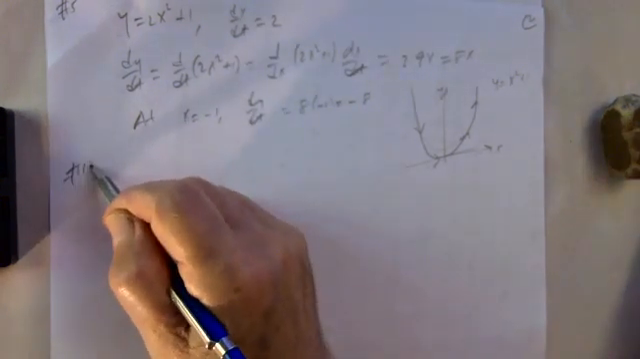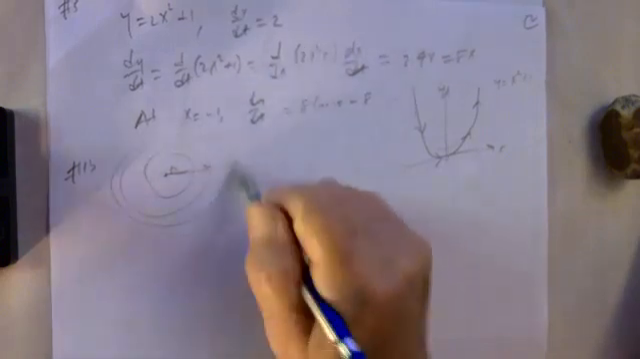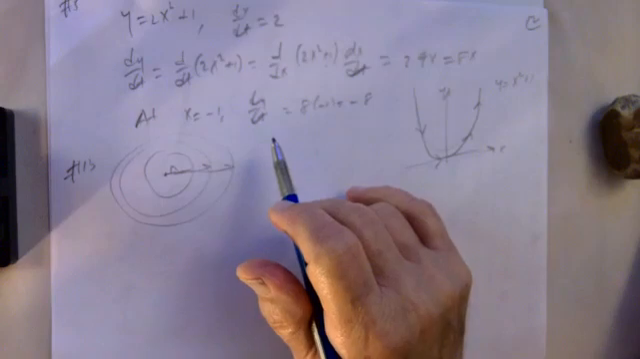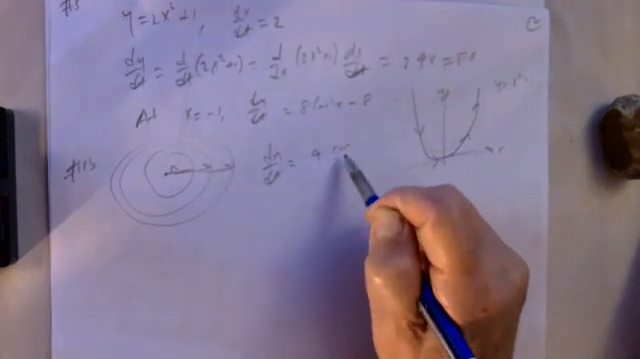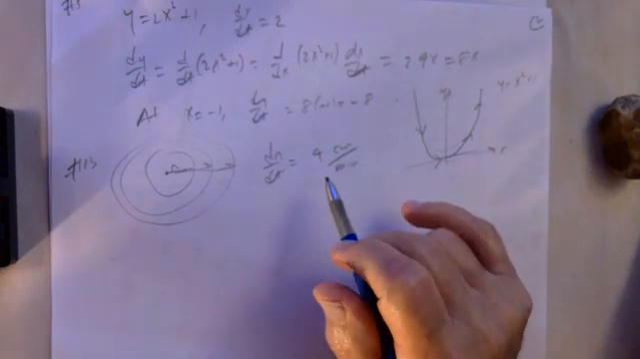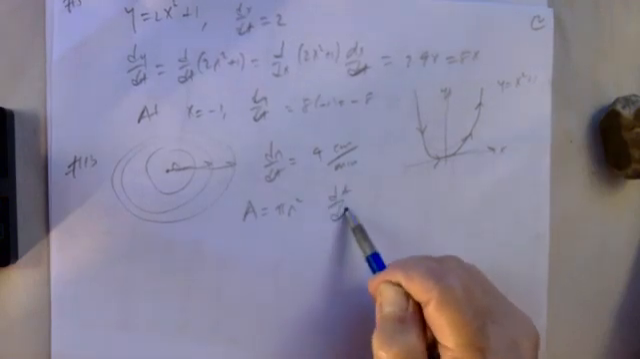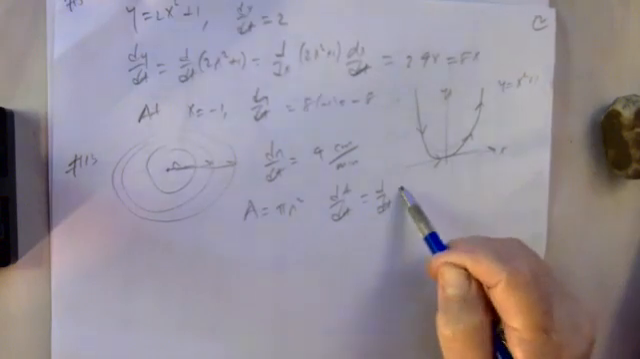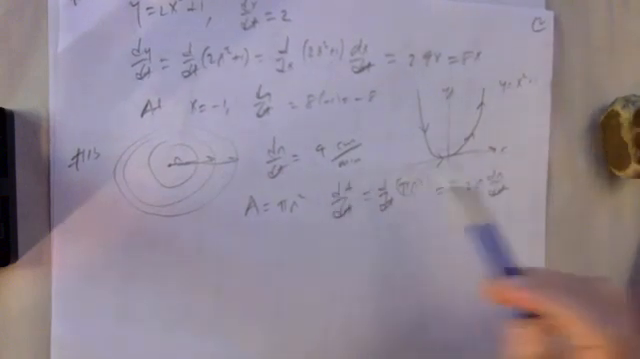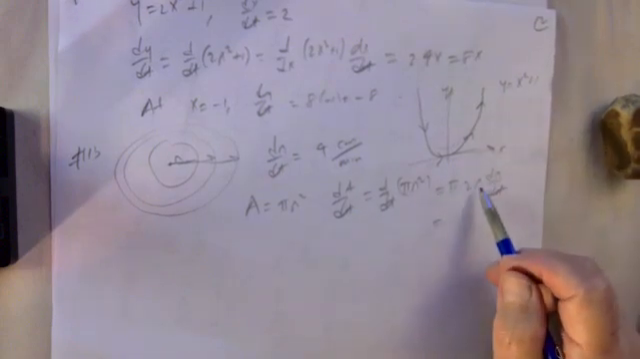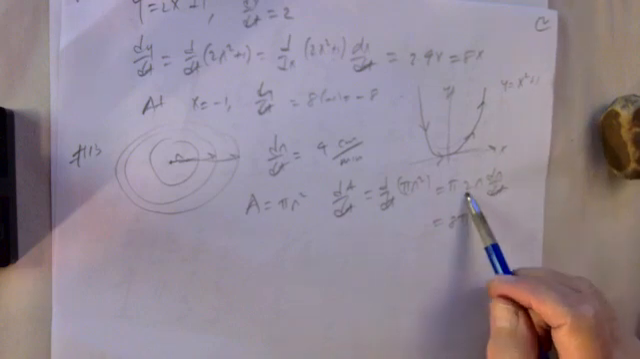What about number 13? We have a circle of radius r, and a circle is getting bigger because the radius is increasing. Right? And dr dt, the rate at which the radius is increasing, is 4 centimeters per minute. What is the rate of change of the area? Well, the area of a circle is pi r squared. So dA dt is the derivative with respect to t of pi r squared. That's pi times 2r dr dt. Dr dt is 4. So 4 times 2 is 8 pi r.